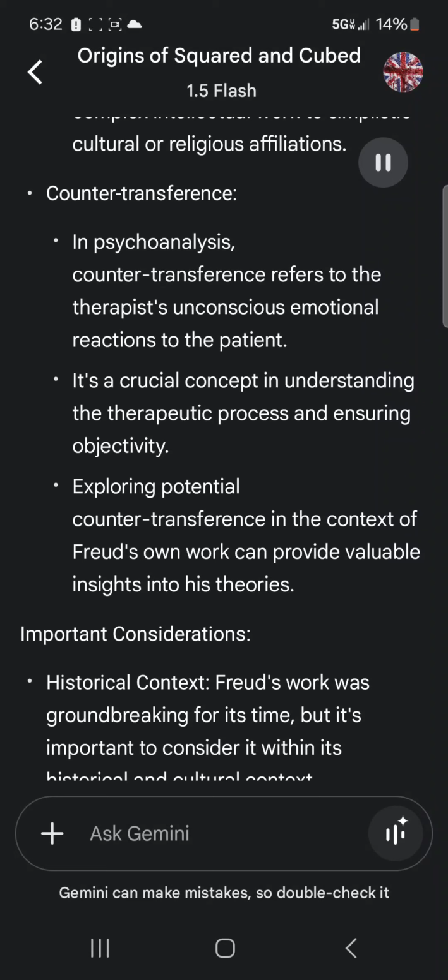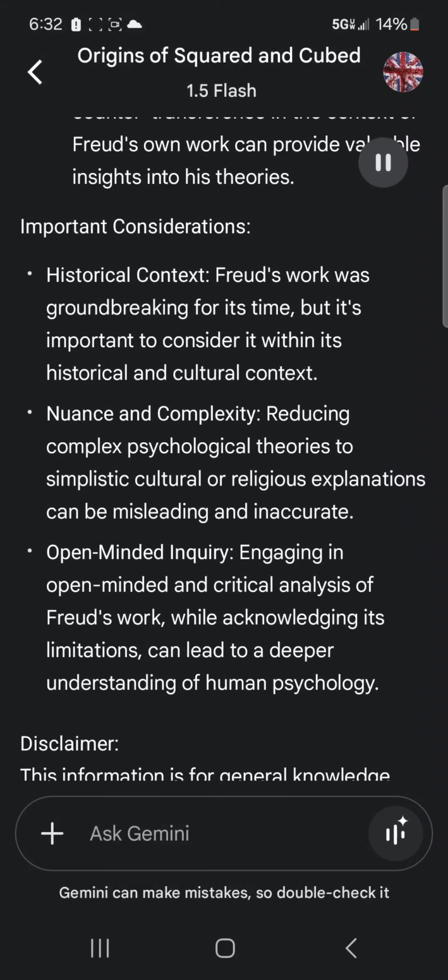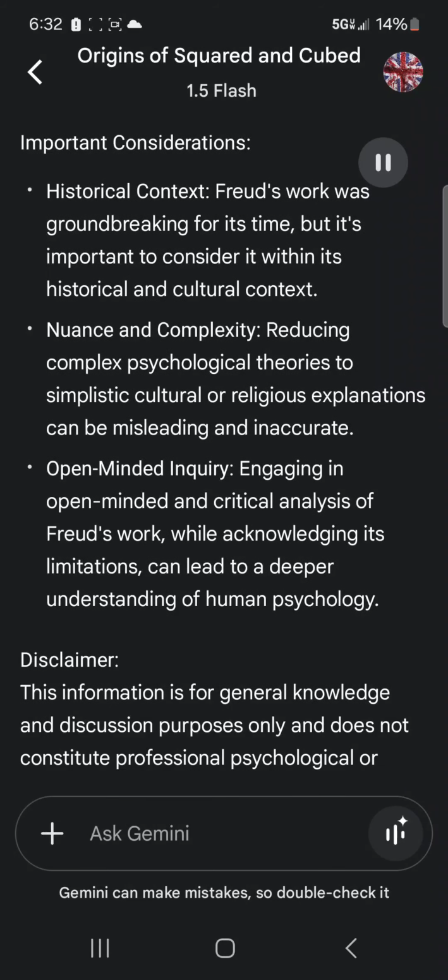It's a crucial concept in understanding the therapeutic process and ensuring objectivity. Exploring potential countertransference in the context of Freud's own work can provide valuable insights into his theories. Important considerations. Historical context. Freud's work was groundbreaking for its time, but it's important to consider it within its historical and cultural context. Nuance and complexity.